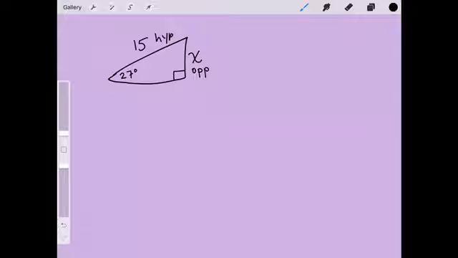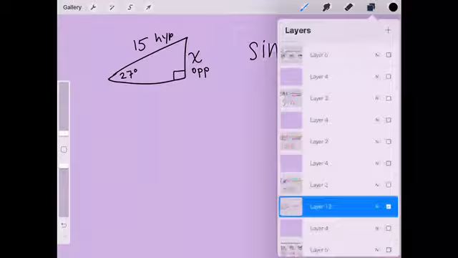All right, so we have the opposite and the hypotenuse being dealt with here, which means we're going to use sine, because sine deals with opposite and hypotenuse. So I'm just going to set it up. Sine of 27 equals my opposite value, which I have as x, over my hypotenuse, which I have as 15, and then we would be able to solve it, but we're not going to do that right now. All right, we're just going to do a few more of those.